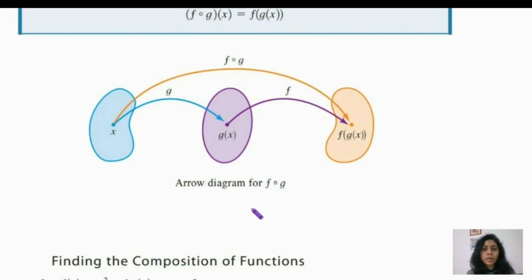Here is the arrow diagram for f o g. For the g function, x is the domain, and for the f function, g(x) is the domain. So for f(g(x)), the domain is x, and we say f o g is the composite function.